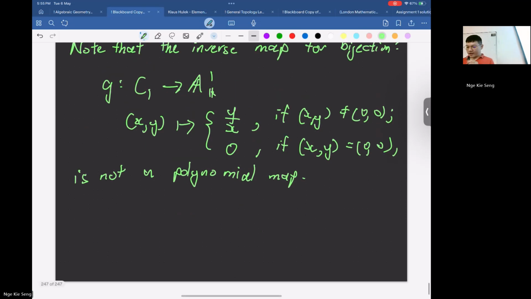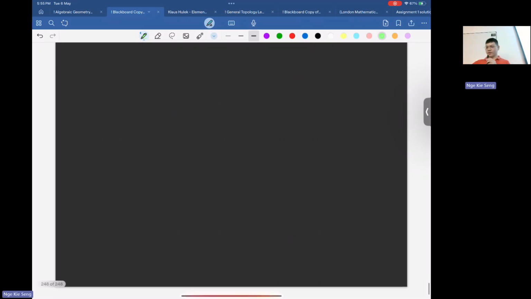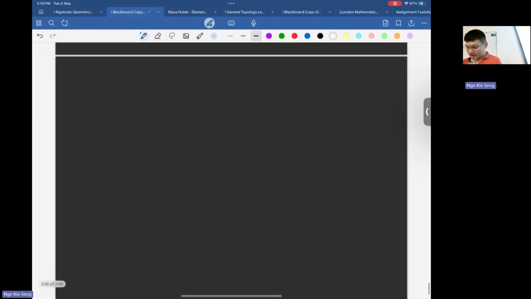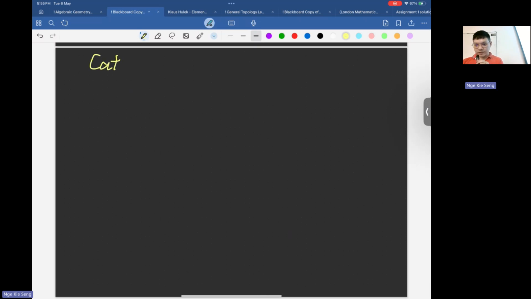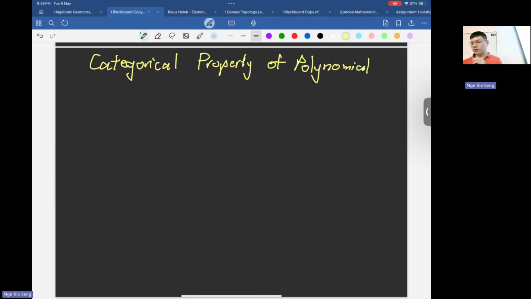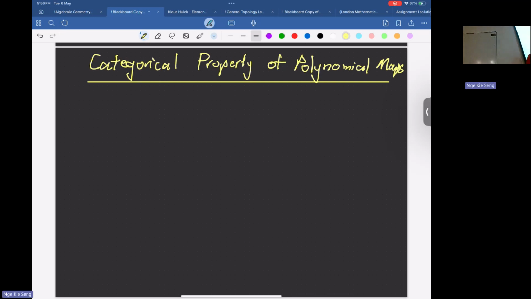So another contemporary topic I want to go through with you is category theory. Today we're going to define it first, and next time we'll talk a bit more about it. We'll look at some categorical properties of polynomial maps. The way we introduce category theory is the same as how we introduced topology in this class. I will show you that these polynomials satisfy some properties, and then these properties make up a category.